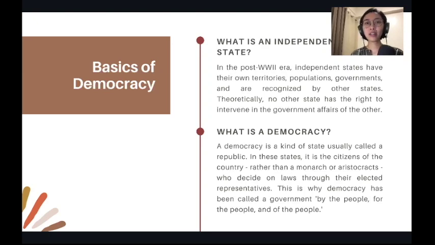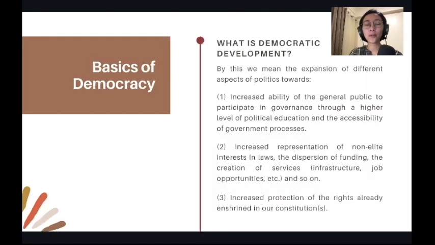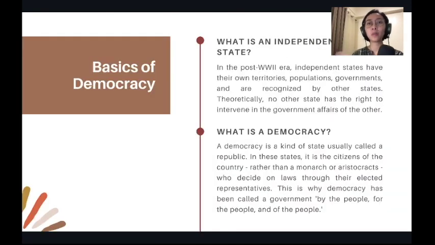Okay, but let's come back to the basics. What is an independent state? What is a democracy? And what does it mean for there to be democratic development, which is one of the things we're trying to trace from the period of the post war or even the American era when democracy was introduced up until Module 10, which is post EDSA, right? So, first question is, what is an independent state?